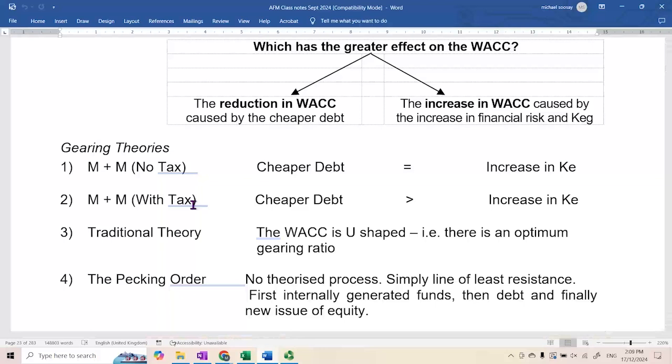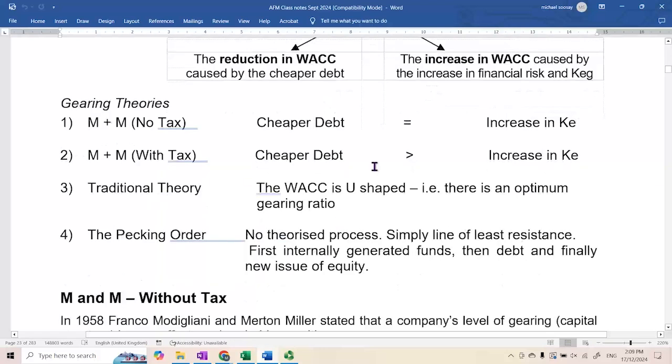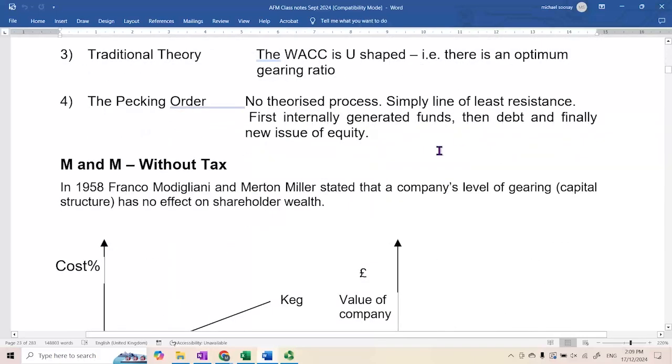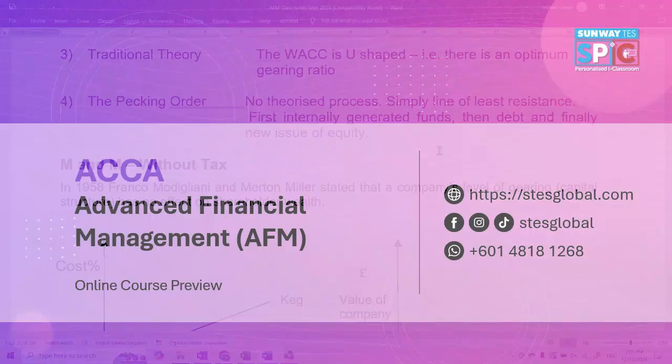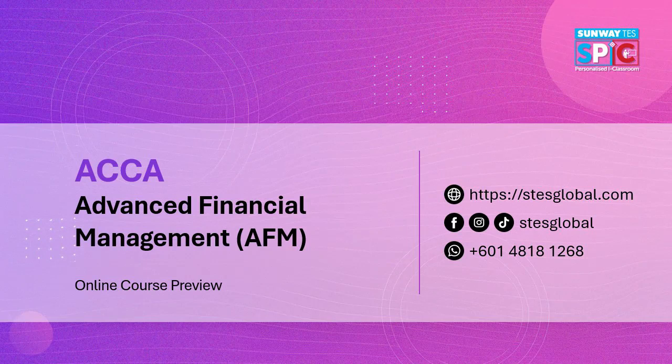Wow. All right. Then you have traditional theory, which says the WACC is U-shape. U-shape is parabola. All right. There is optimum gearing ratio. Pecking order argues no theorized process. Basically, pecking order says that all the earlier theories are a waste of time. How do companies raise finance based on which is easy to raise?